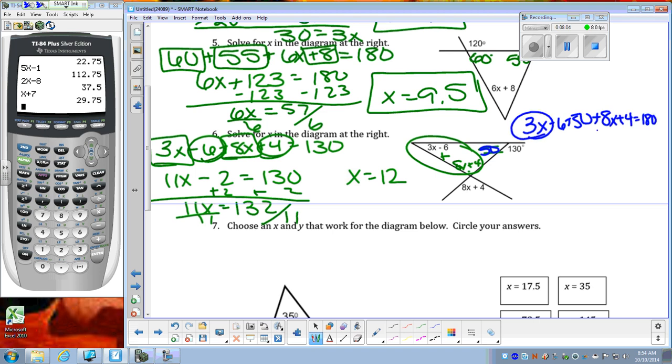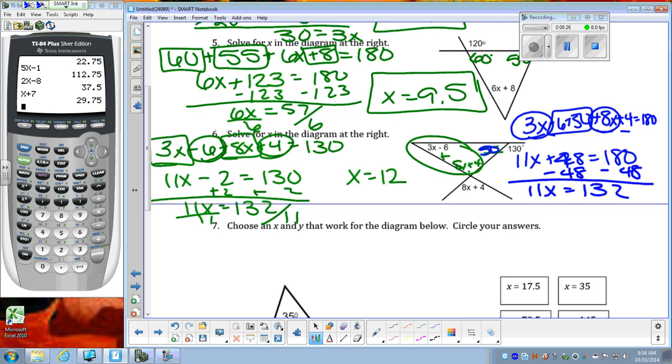Combine my like terms. 11x plus 28 has to equal 180. That's 50, not 30, sorry. So plus 48 has to equal 180. Subtract the 48, and again, I get x is 12. So I can do this problem either way because I have a number for my exterior angle.